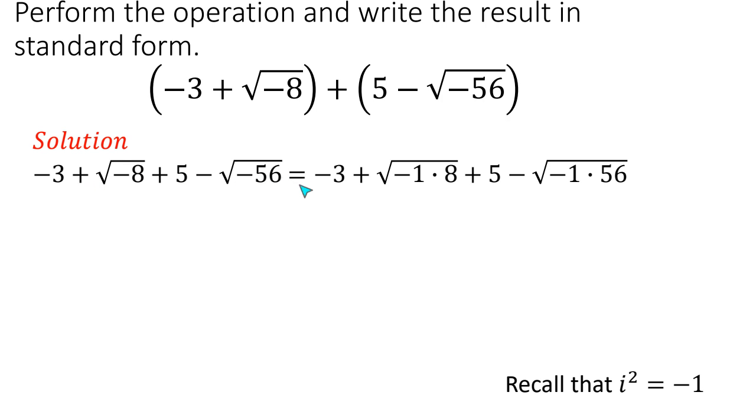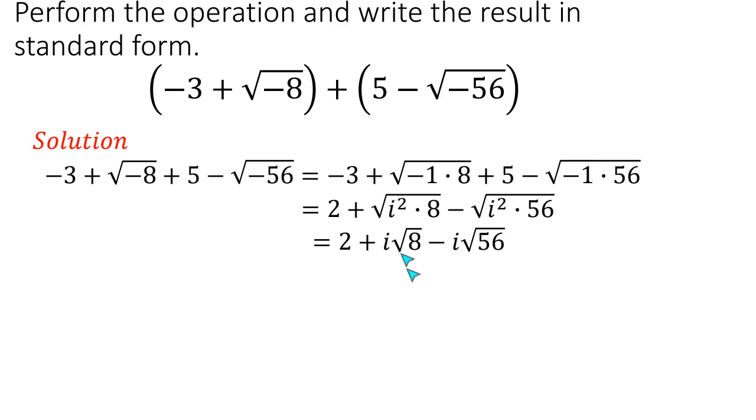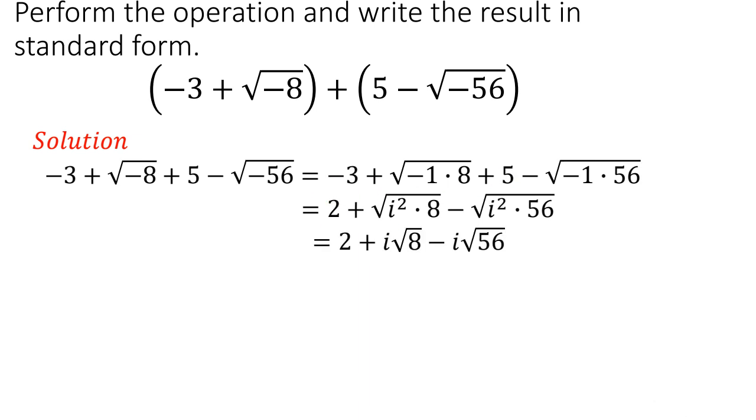That's what happened here. But now for my negatives, isn't it true that -8 is the same as -1 times 8? And -56 is the same as -1 times 56. Now, we know that i squared is equal to -1. So we're going to replace those -1s by i squared. Now, why is this important? Well, let me go back really quick. So we can also add -3 plus 5 gives me a +2.